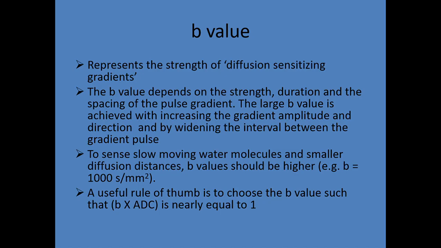To sense slow moving water molecules and smaller diffusing distances, the B value should be higher. For example, B value is 1000 second per millimeter square. The unit of B value is second per millimeter square. A useful rule of thumb is to choose the B value such that the product of B value and ADC is nearly equal to 1, and ADC is an inherent property of the tissue, whereas B value is extrinsic.